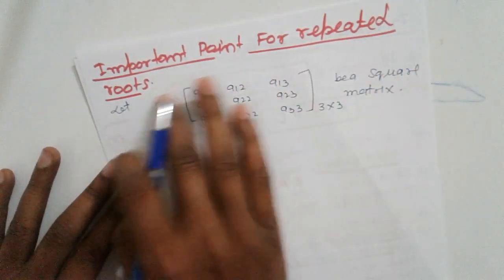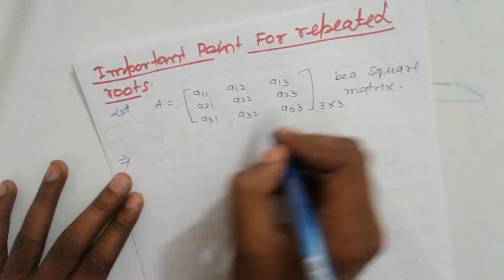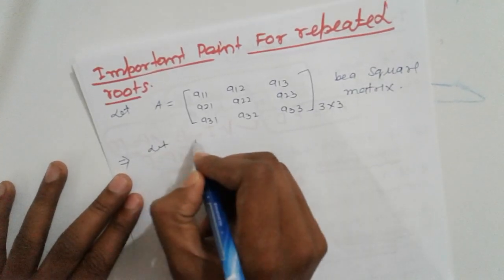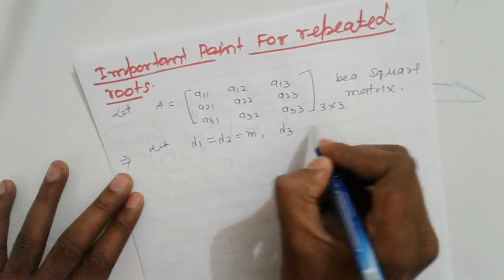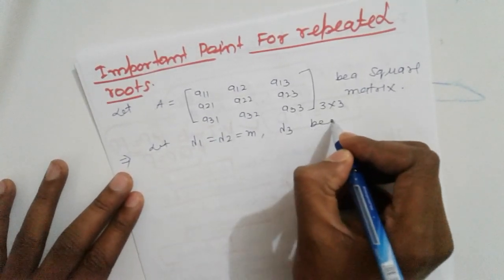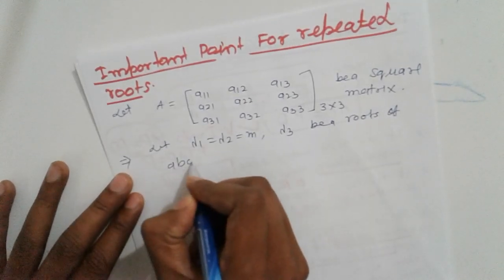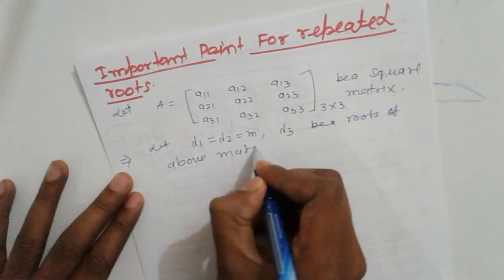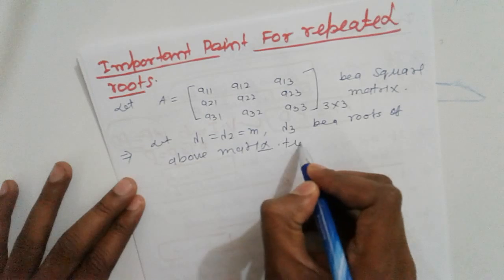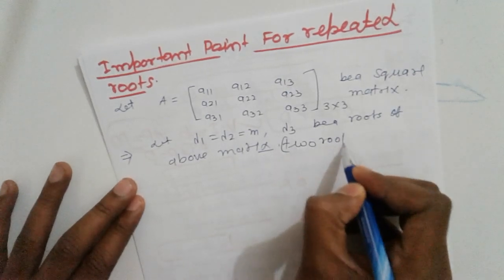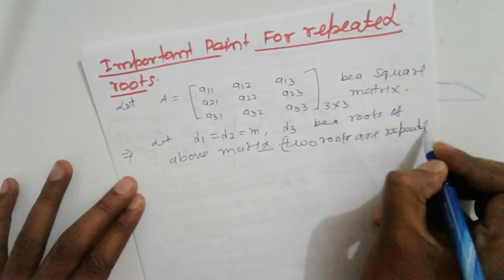So important point for repeated roots. So suppose 3 cross 3 matrix है, so let lambda 1 = lambda 2 = m and lambda 3 be roots of above matrix. Here it means two roots are repeated.